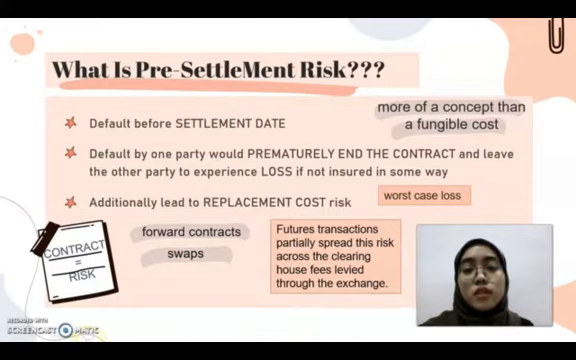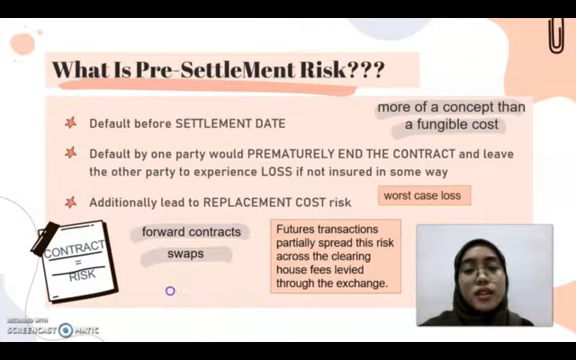So if we talk about contracts, there must be risk. The pre-settlement risk is more like a concept than a variable cost. This risk is much more applicable in derivatives such as forward contracts or swaps. For example, futures transactions partially spread this risk across the clearinghouse fees levied through the exchange. All parties need to consider the worst-case loss that might occur if a counterparty defaults before the transaction settles or becomes effective.